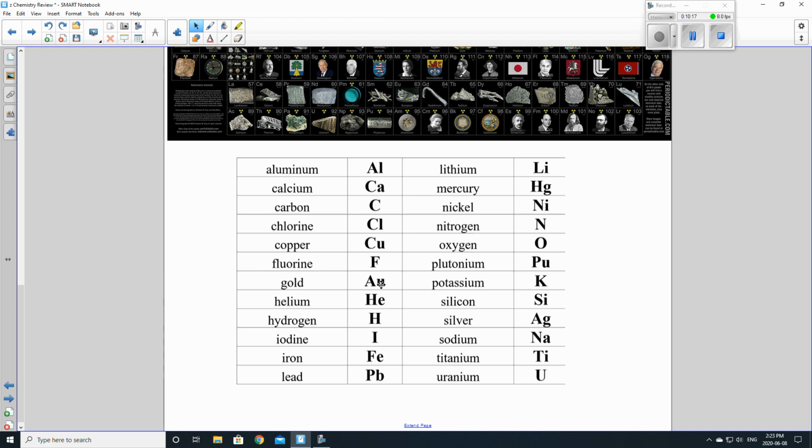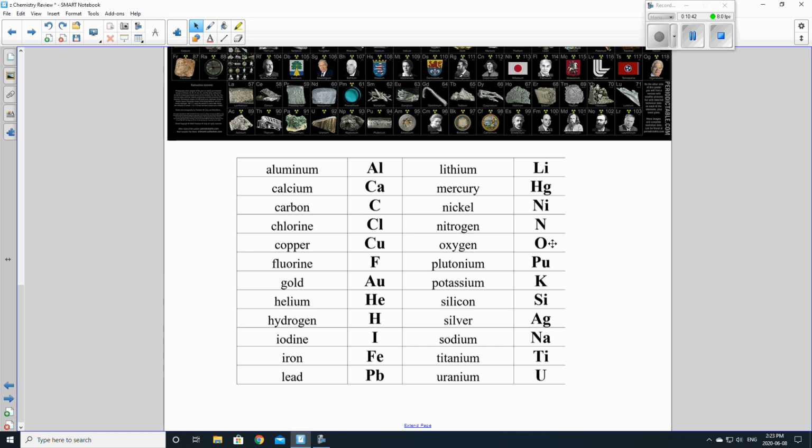So gold is Au. Iron is related to the word ferrous, ferric, which means iron. Pb is lead. Lithium, that we have in our batteries. Mercury, Hg, is the only one that's liquid at room temperature. Nickel, nitrogen. So please be careful: nickel is Ni, nitrogen is N.